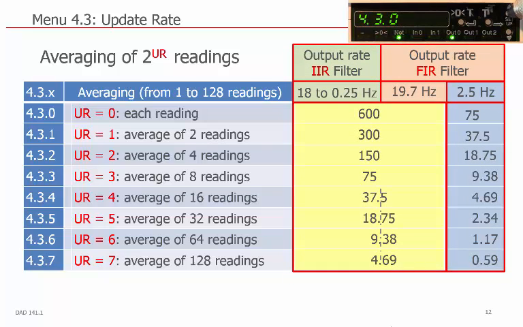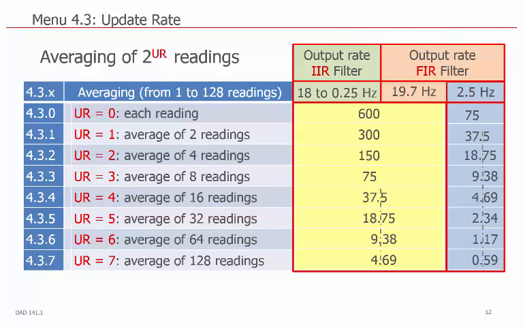The right table shows the influence of the filter mode and cutoff frequency settings. Using an IIR filter, the output rate is fully defined by the averaging setup. Using an FIR filter, the output rate is significantly influenced by the selected low-pass cutoff frequency. Press Enter to quit and save the changes.